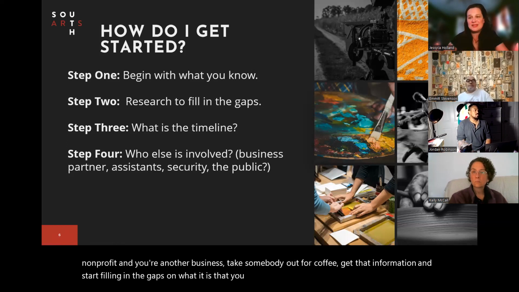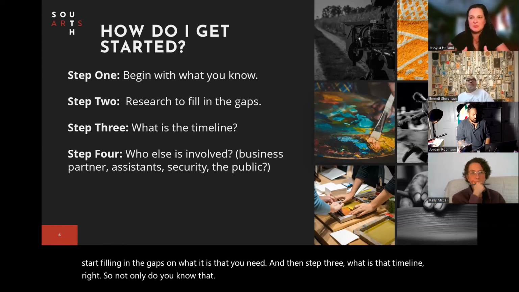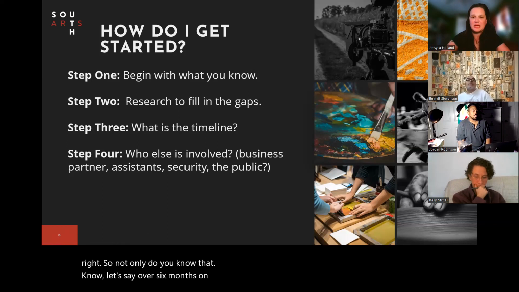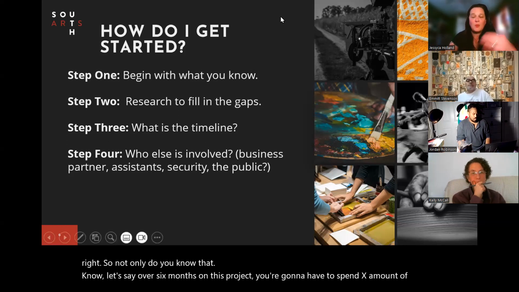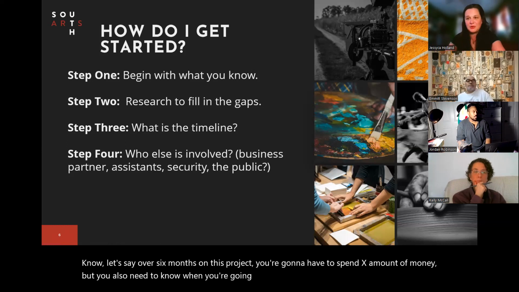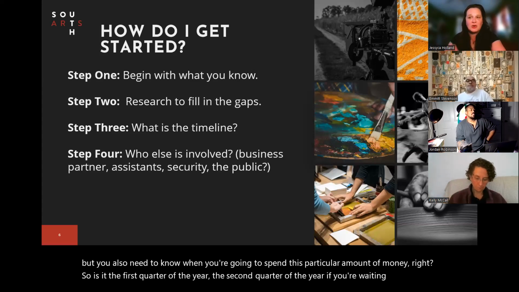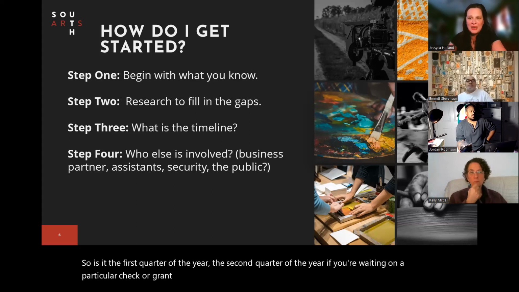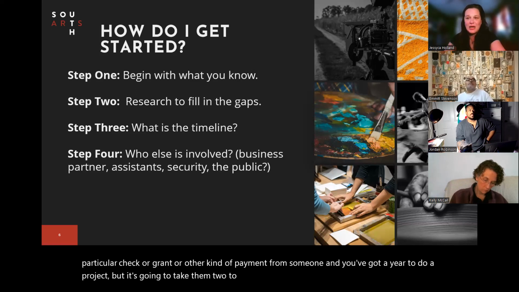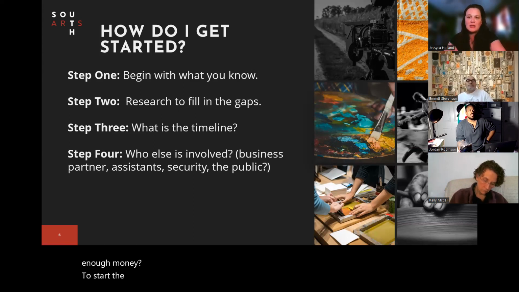And then step 3, what is that timeline, right? So not only do you know that, let's say over 6 months on this project, you're going to have to spend X amount of money, but you also need to know when you're going to spend this particular amount of money, right? So is it the first quarter of the year, the second quarter of the year? If you're waiting on a particular check or grant or other kind of payment from someone, and you've got a year to do a project, but it's going to take them 2 to 3 months to get you that money, do you have enough money to start the project while you're waiting on that money to come in? Those are some considerations to think about.